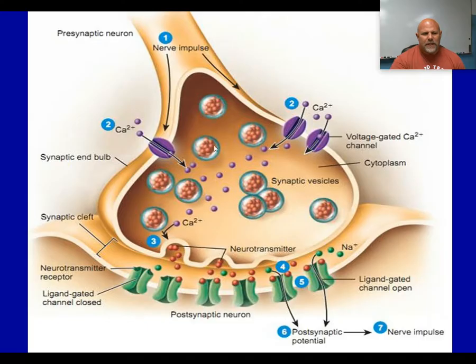So in between our nerve cells, there's actually a chemical process that has to go on, and then it starts another electrical nerve impulse on the next cell to carry the message on further.